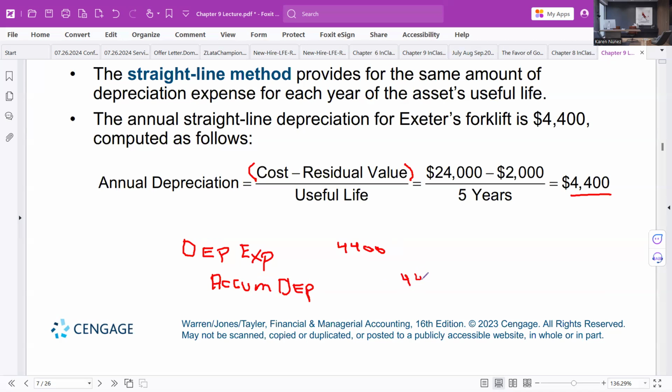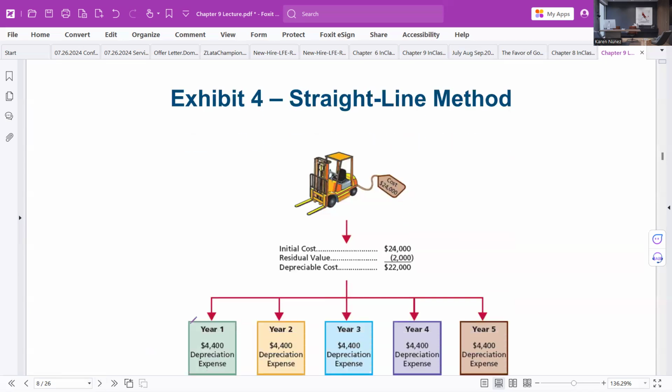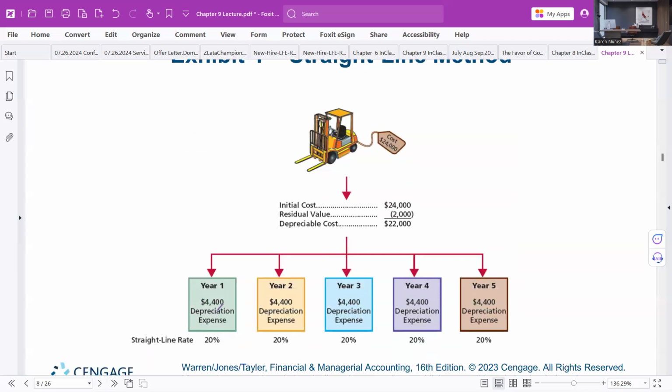So that's what we would do. And this entry would look the same every year for the next 5 years. It's 5 years of depreciation at $4,400. That's the straight line method. Again, it's a straight line. Every year, we're going to have $4,400 of depreciation. At the end of each year, that's the adjusting entry, debit depreciation expense and credit accumulated depreciation.